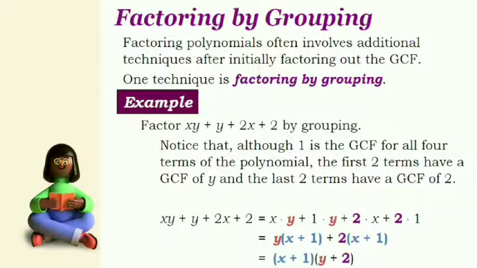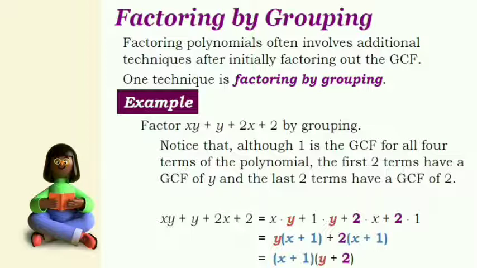Factoring by grouping. Factoring polynomials often involves an additional technique after initially factoring out the GCF. One technique is factoring by grouping. Example. Factor xy plus y plus 2x plus 2 by grouping. Notice that although 1 is the GCF of all 4 terms of the polynomial, the first 2 terms have a GCF of y and the last 2 terms have a GCF of 2.